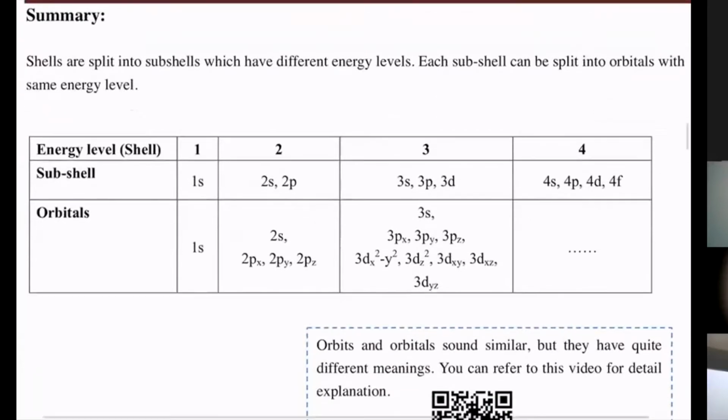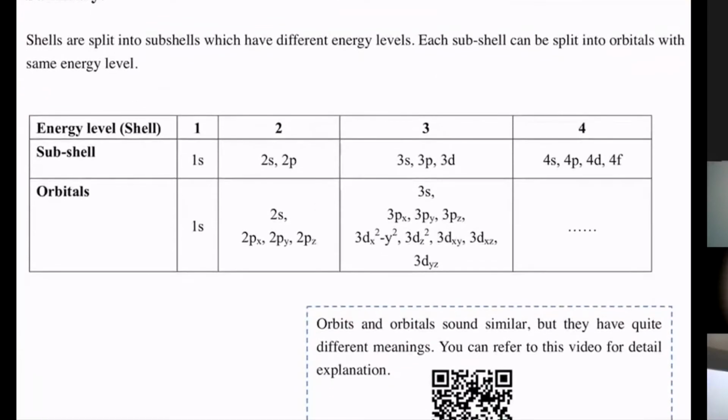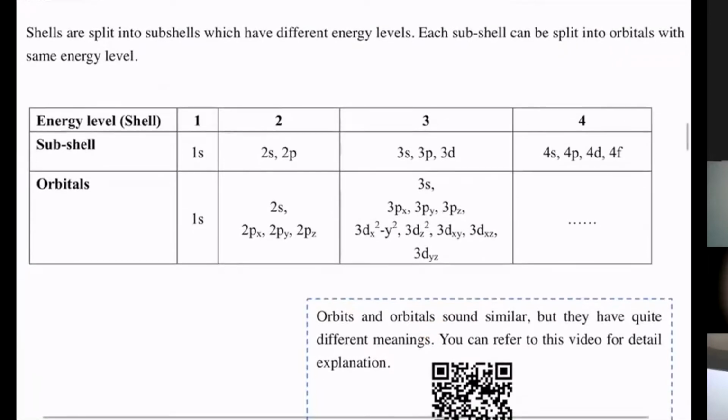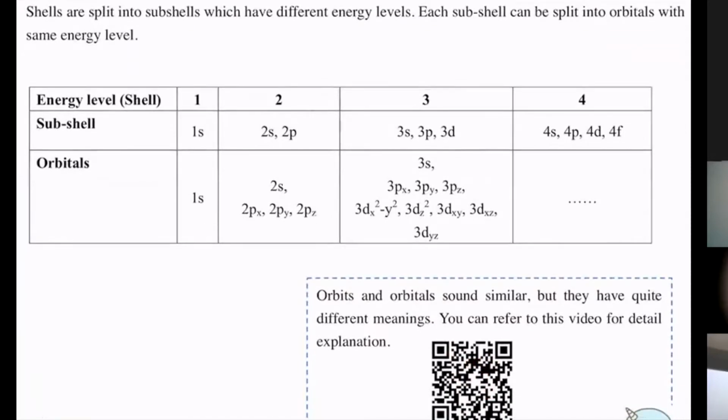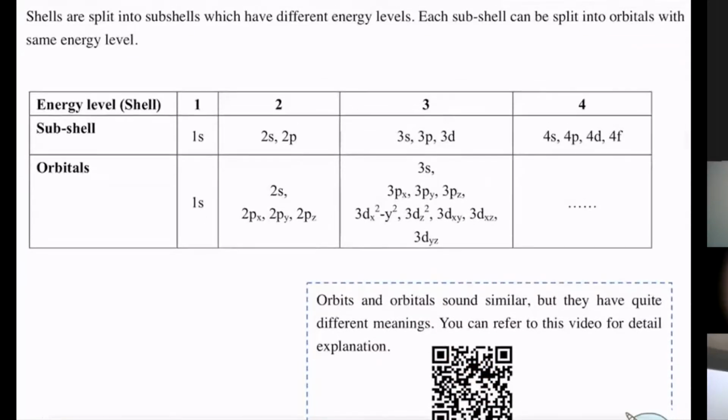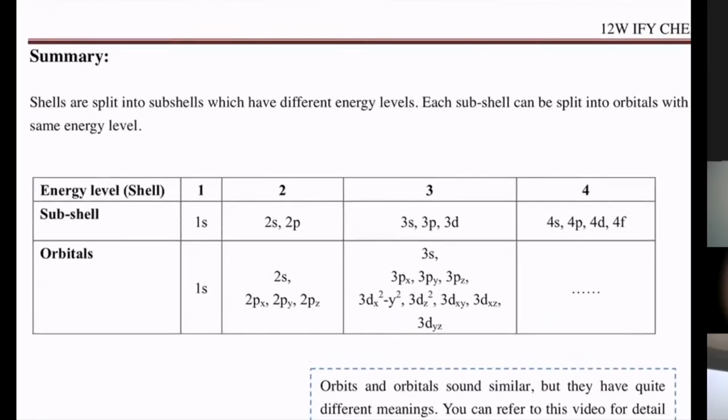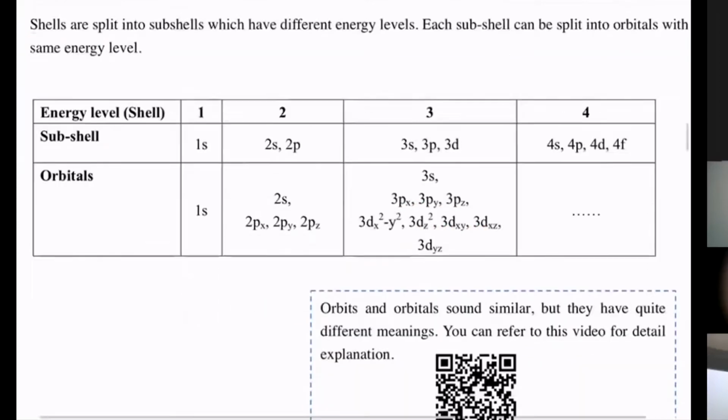Okay, so just pay attention, orbits and orbitals have different meanings in chemistry, so be careful when you use them. For the detailed explanation, you could watch this video. So you need to be clear what the energy level, the shell, is, and then the subshell, 2s, 2p, 3s, 3p, 3d, and then the orbitals.